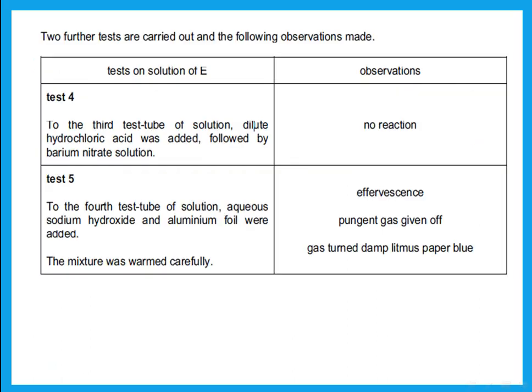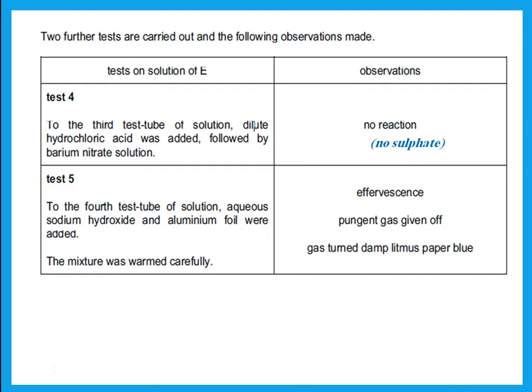Two further tests are carried out. So he has test 4 to the third test tube. Dilute hydrochloric acid was added, followed by barium nitrate. The first thing I ask myself: barium nitrate is a test for what? Well, it's a test for sulfate. Now, if I have sulfate, what am I supposed to get? I'm supposed to get a white precipitate. Now, when he did it, he got no reaction. What does that tell you? That tells you that there is no sulfate.